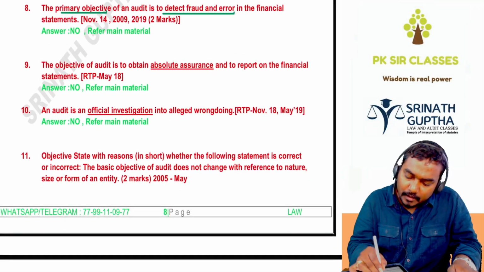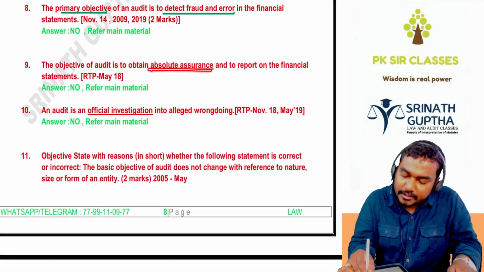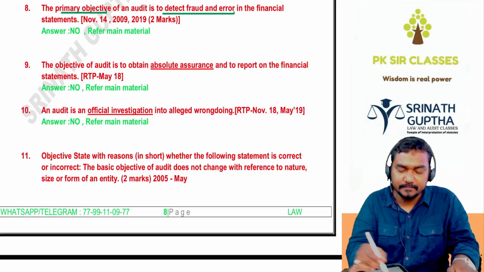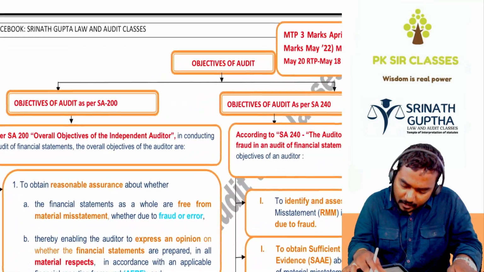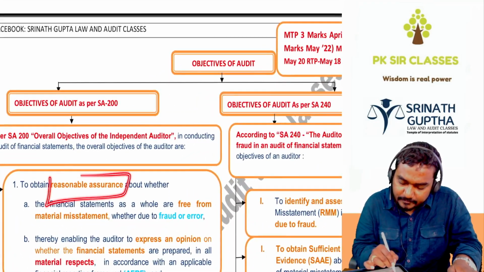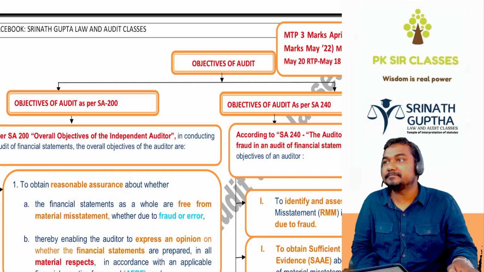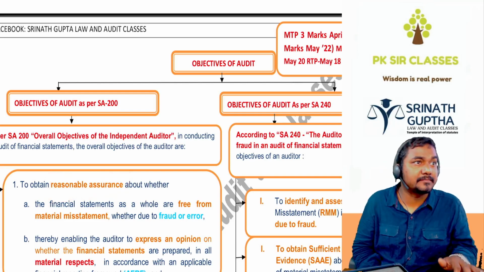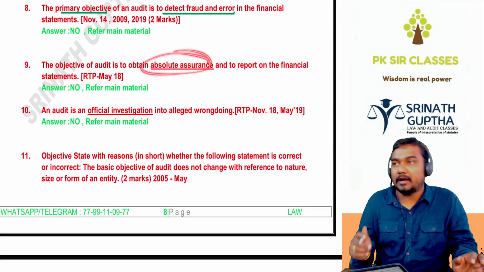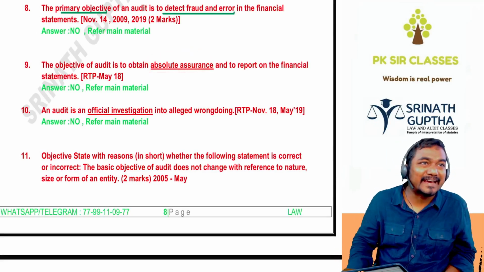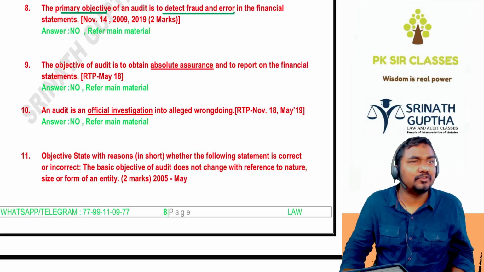Next, the objective of the auditor is to give absolute assurance. Is he able to give absolute assurance? So which kind of assurance can the auditor give? He can give only as per SA 200. He will give only which assurance? I said this question came so many times in the exam. So the auditor will not be able to give absolute assurance. He can only give reasonable assurance. Beta, if he's asking for 2 marks, that is sufficient.